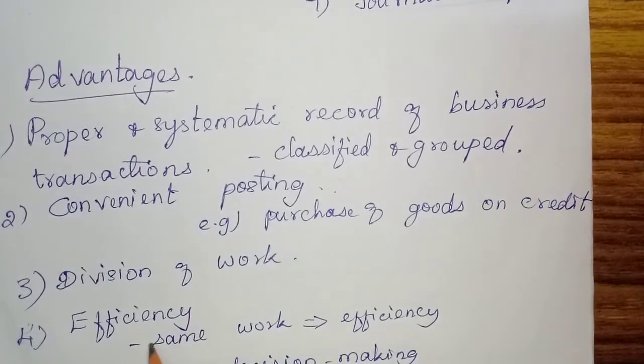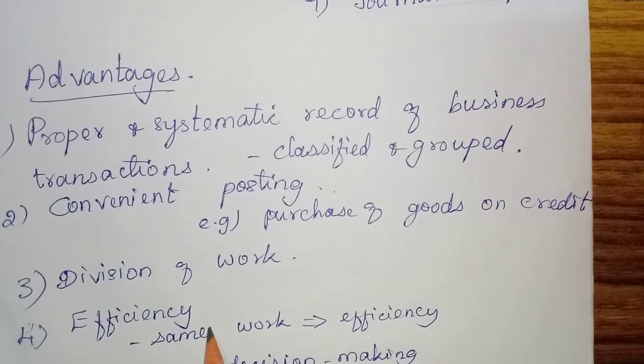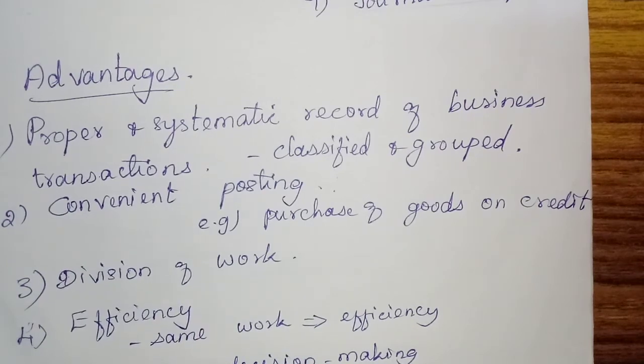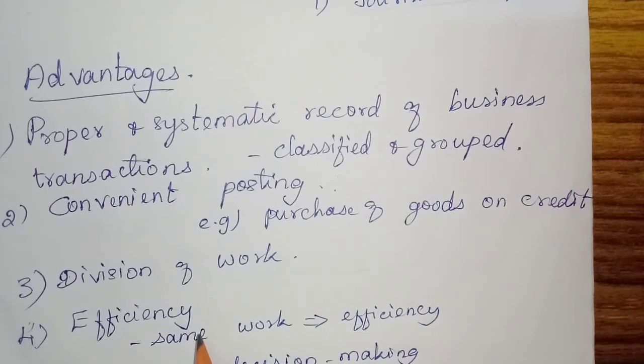So that is the next advantage. Because of this division of work, efficiency of the employees is possible. They become specialists in that particular work that the person does. For example, the clerk who enters the purchases comes to know how many purchases came on that particular day, what type of goods they have received on that day. He becomes efficient in his work.